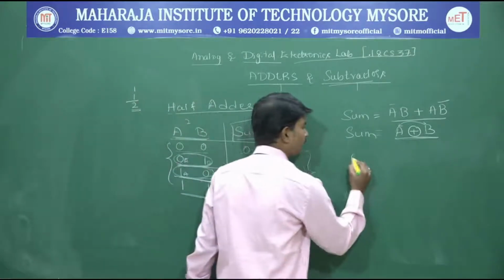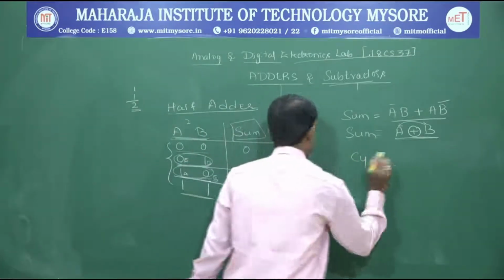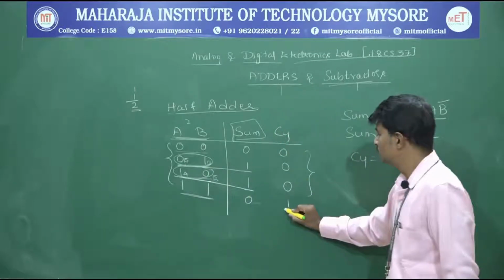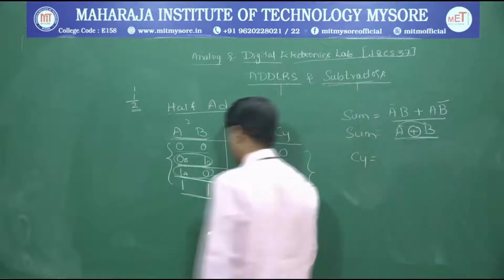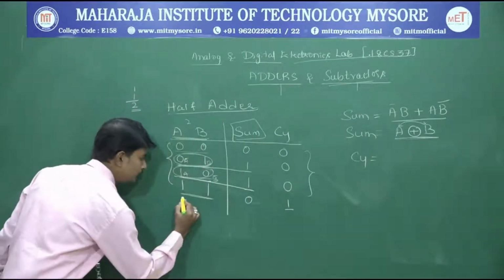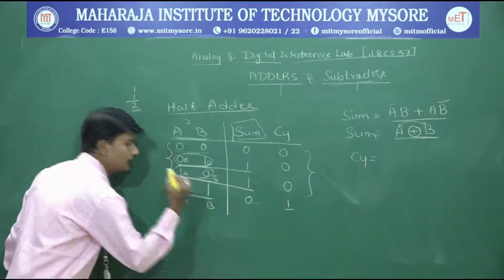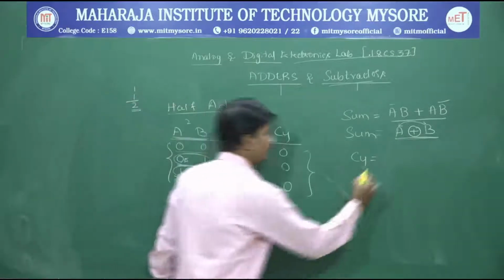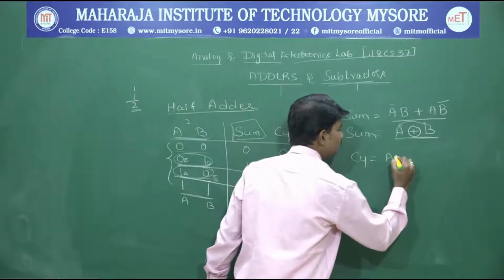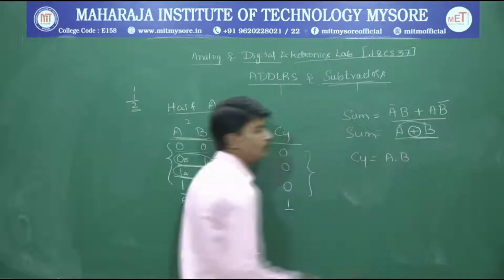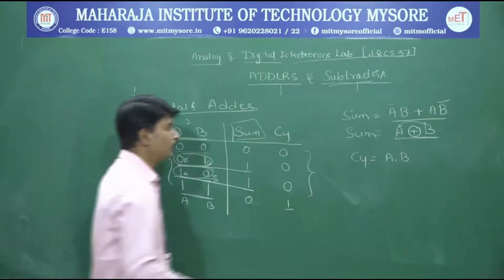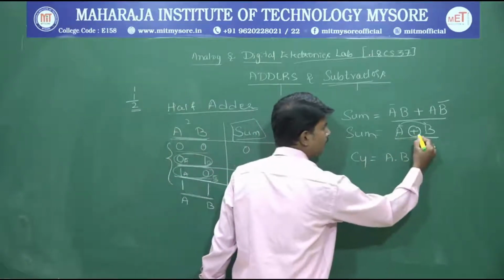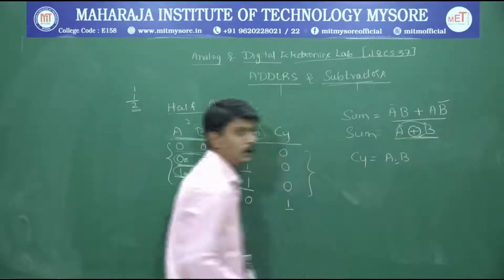Similarly, if I check for a carry, the last combination is a 1. So if I check here in the truth table, it is A and then B. So I can directly write it as carry is equal to A and B. So in order to implement this half adder circuit, I just need an XOR gate and an AND gate.